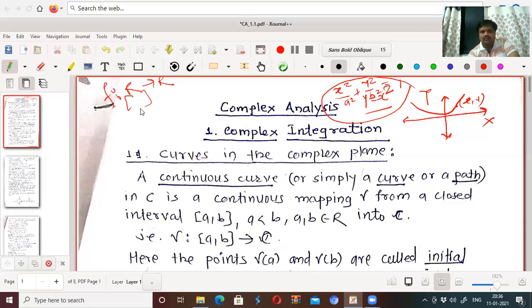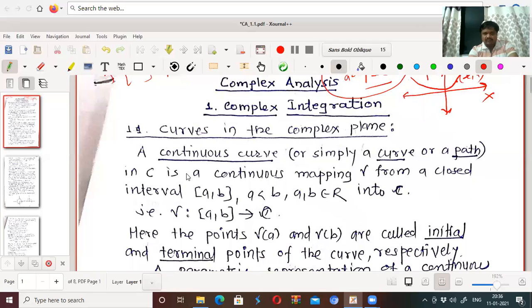Now we want to go for a mapping from domain set to complex numbers. Whose domain set is something and image set is complex number. So you should get image as a complex number. So the very basic concept of curve is a continuous curve, or simply a curve, or a path. We can call anything to this curve. Either you call curve, either you call arc, either you call path, all are the same.